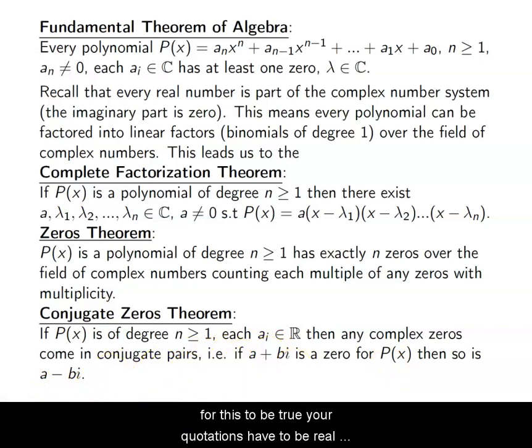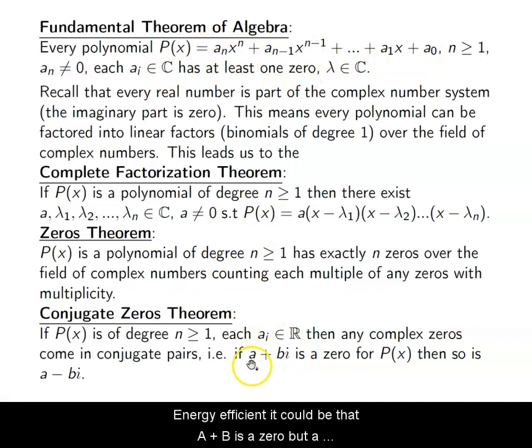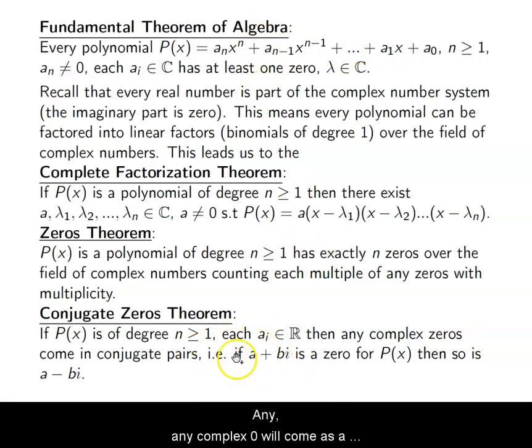For this to be true, your coefficients have to be real values, okay? We're not considering it over the complex numbers, where if we have complex values in our coefficients, it could be that a plus bi is a zero, but a minus bi is not. So if all of your coefficients are real, like pi, root 3, 2, 1/2, any complex zero will come as a conjugate pair.